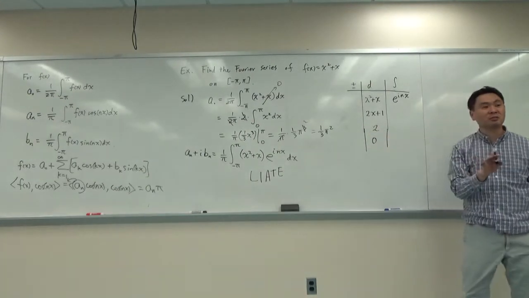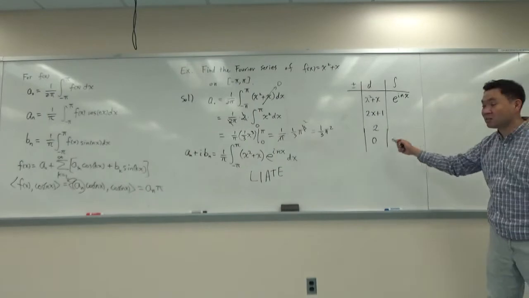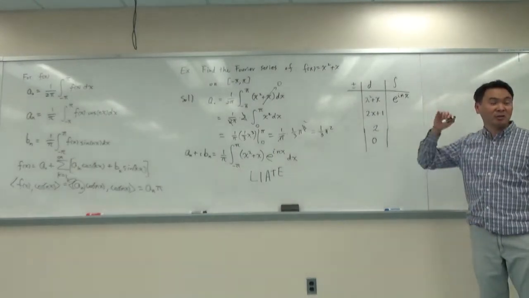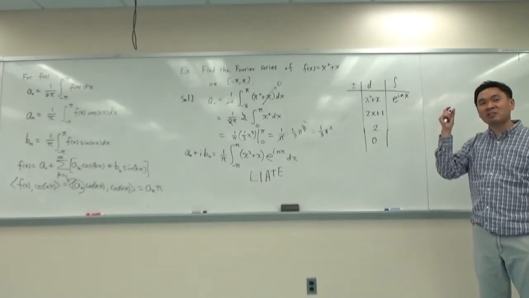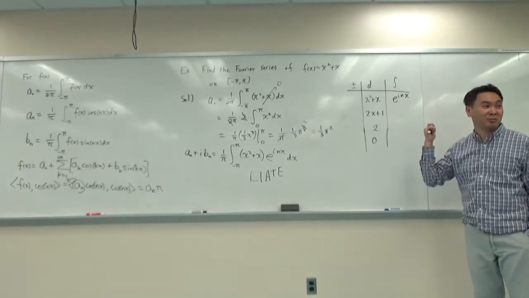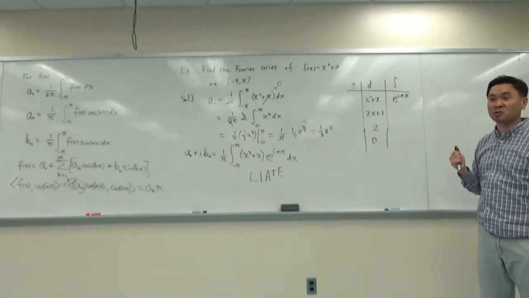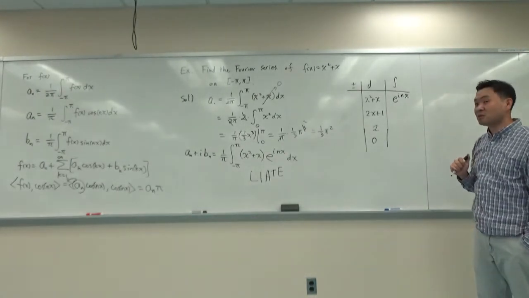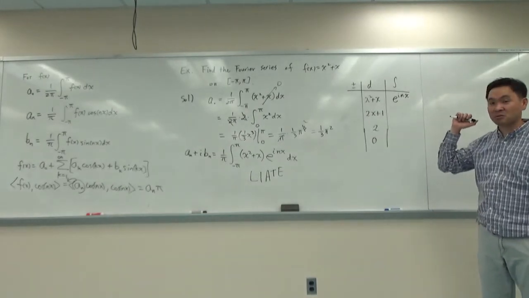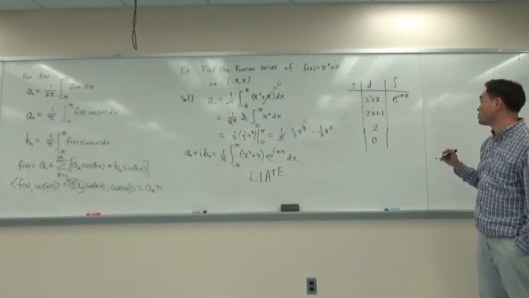Now, the downside of tabular is that sometimes this doesn't hit 0. In that case, you actually have to know when to stop. So that's like one additional requirement. But if you get used to it, you end up calculating much faster than the usual integration by parts method. If you know integration by parts, you'll see why the tabular is the same thing as integration by parts.